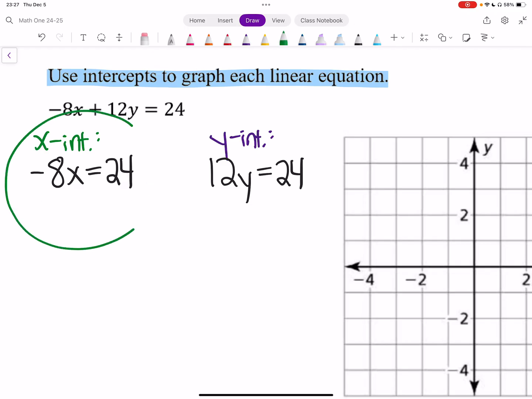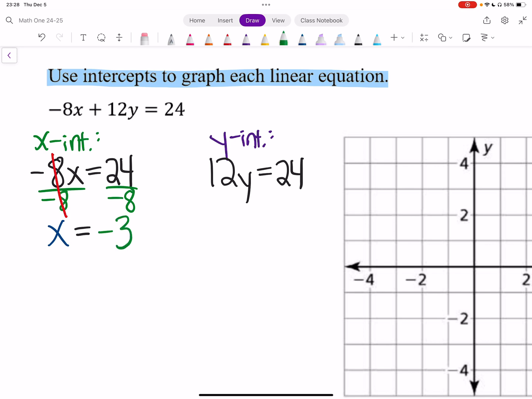Looking at this x-intercept equation, I know that I need to solve by dividing the negative 8 away from the x, because what's happening is multiplication, and the inverse of multiplication is division. On the left-hand side, I bring down the x, I bring down the equal sign, and on the right-hand side, I calculate 24 divided by negative 8 to be negative 3.